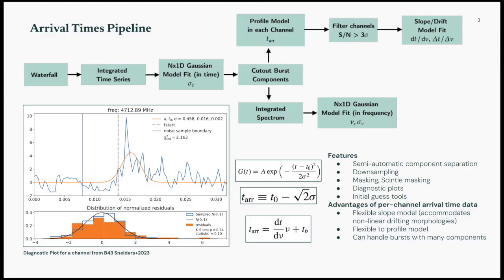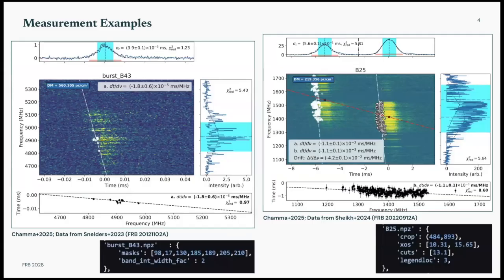So this is an example of the output of the pipeline. This is data from 121102. This is a microburst. The duration is very short, 4 microseconds. You can see the white points show the arrival times that we get, and then down here in this bottom panel, we put a line through it, and we get a very small slope or subburst drift.